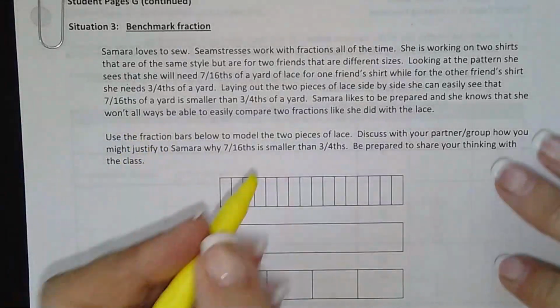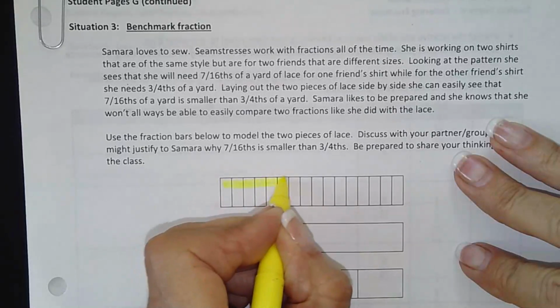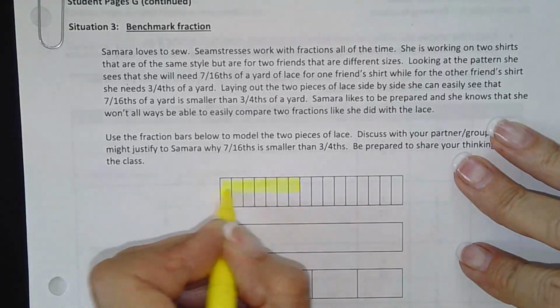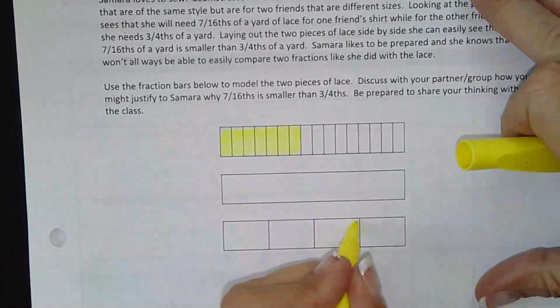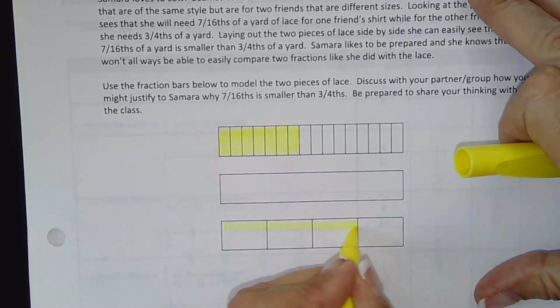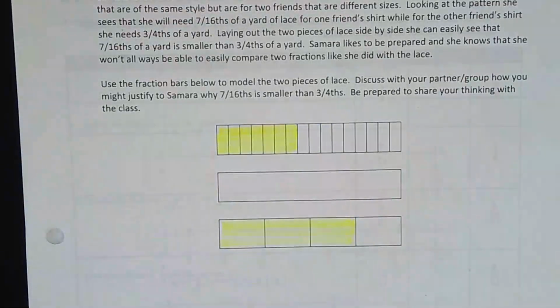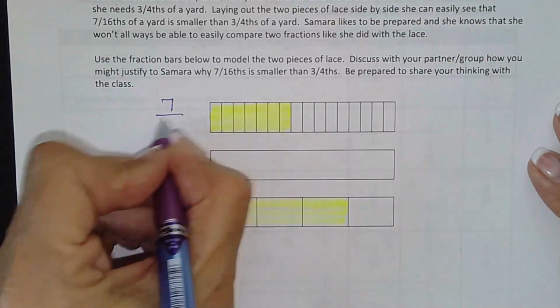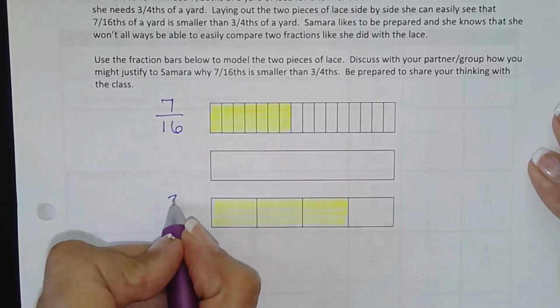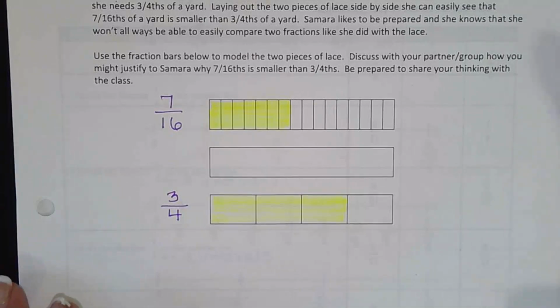So we have 7/16. 1, 2, 3, 4, 5, 6, 7. And we have 3/4. So because the pictures are machine drawn, we can tell that 3/4 is larger. But you can't use that method on the test. So what we do instead is we find a common denominator and we use method 2 that we learned on the last page to pick.